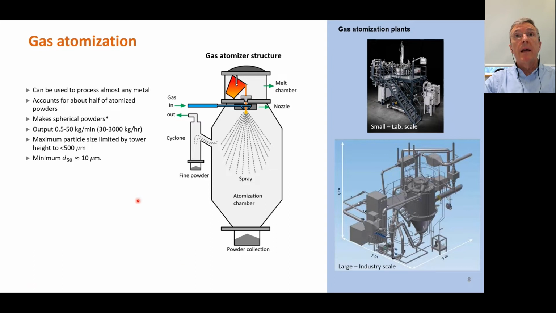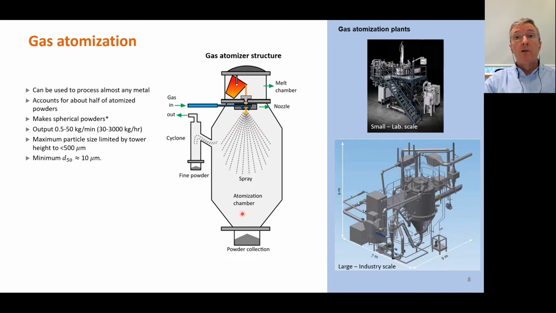This is the typical gas atomizer structure. There is a melt chamber with a furnace where you melt and you pour the liquid. It goes through a nozzle. There is a gas, a pressurized gas coming in. It produces a spray.